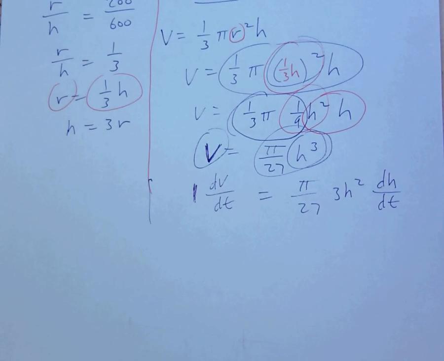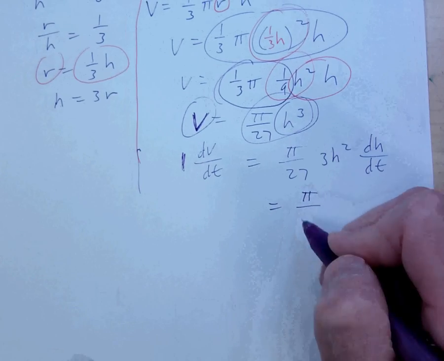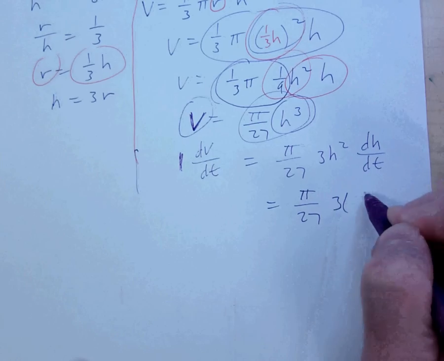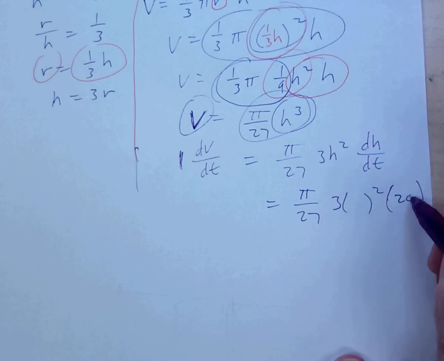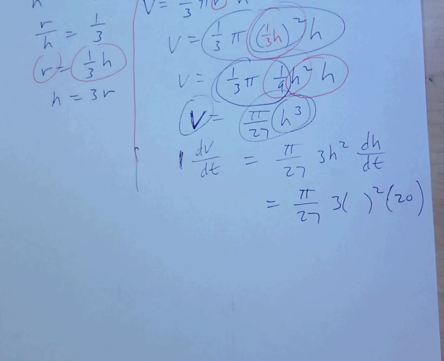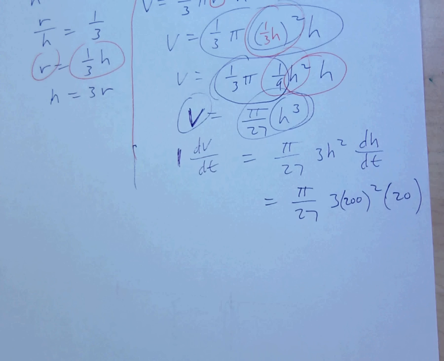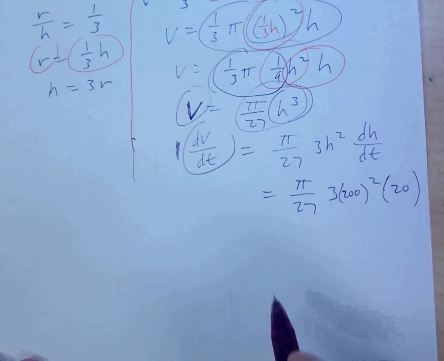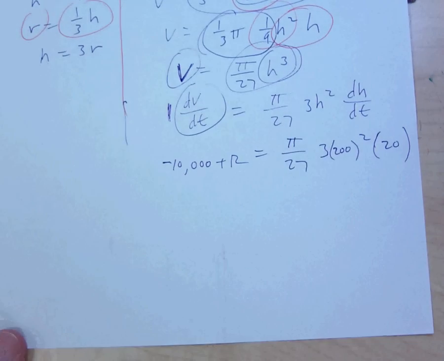All right, now, all right, so let's just start putting in what we know. What do we know now, guys? We know dh dt. What is it? It's what? What is it? 20. Okay, and I'm trying to find r at the moment in time when h is 200, so it's okay to go ahead and put in 200 now at the end, right? And I can replace dv dt with what? Negative 10,000 plus r. All right, and now I'm going to simplify this mess.